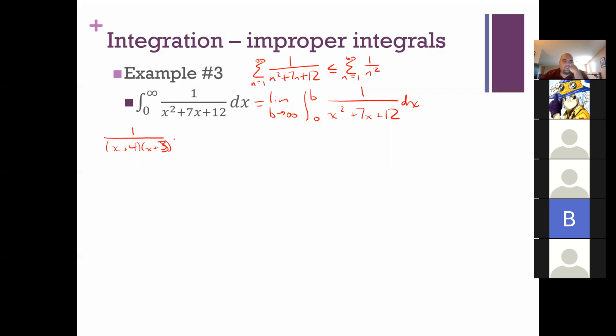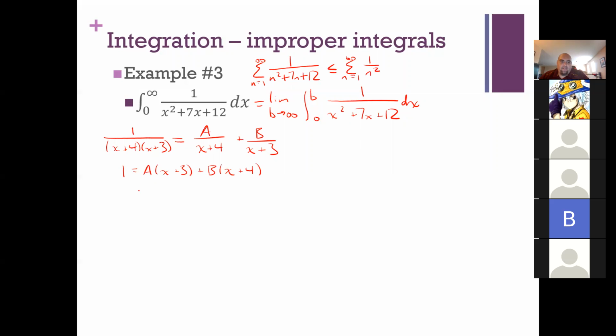So those are good factors. And what's the partial fraction decomposition going to look like based on that? A over x plus 4 plus b over x plus 3. Right. This is about as simple a case as you're going to get. I mean, 2 linear factors, nothing repeated. So from here, if I multiply both sides to clear the denominators, I get this: 1 equals a times x plus 3 plus b times x plus 4.